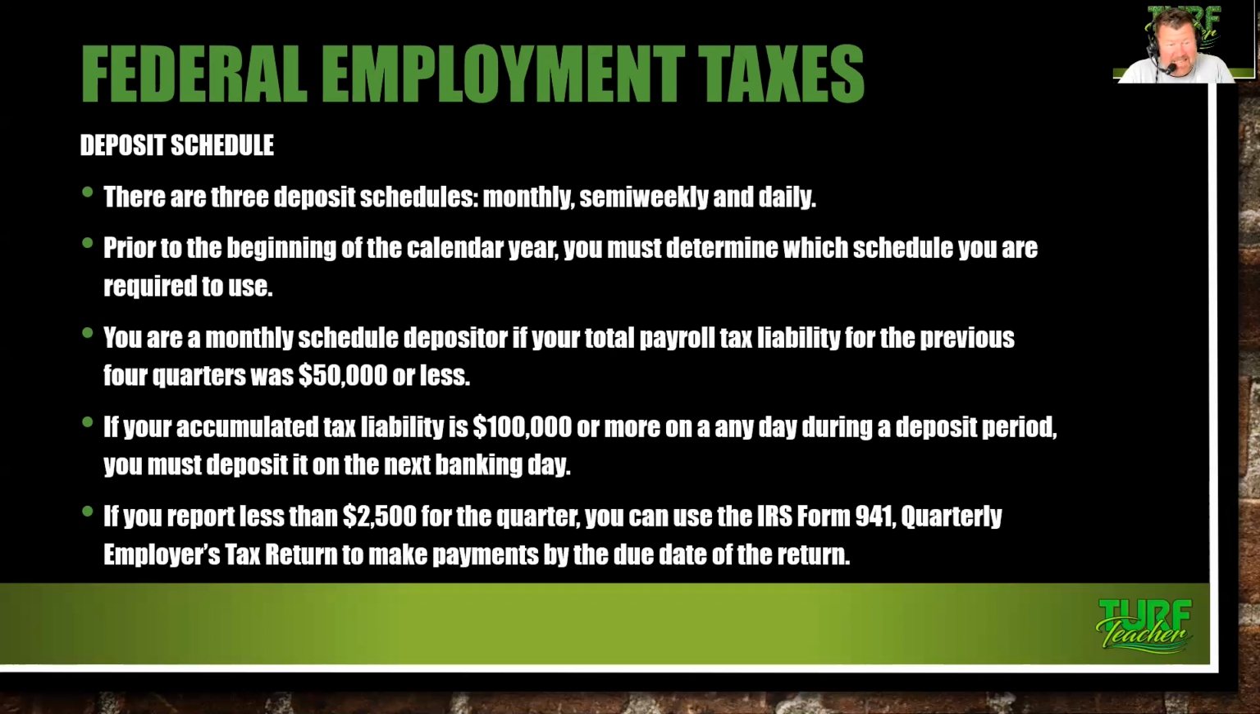So, like I said, whew, your payroll is $100,000 a day. But look at these big companies that have to do that. If you report less than $2,500 for the quarter, you can use IRS Form 941, the quarterly employer's tax return, to make payments by the due date of the return.